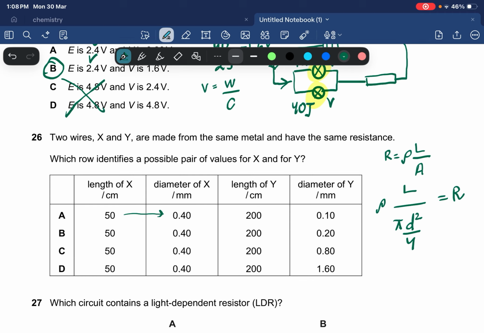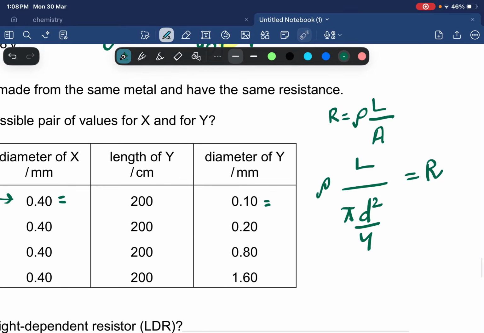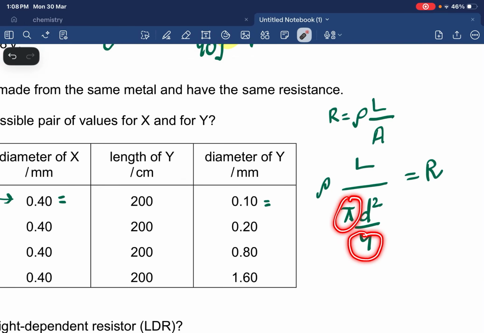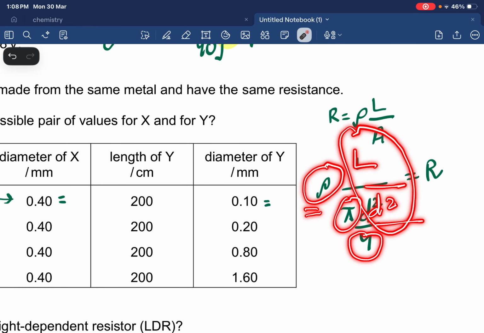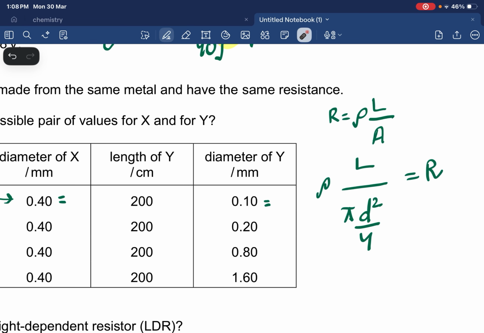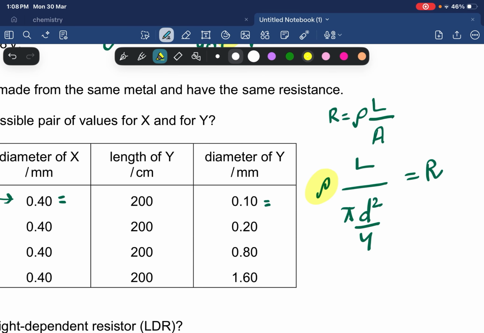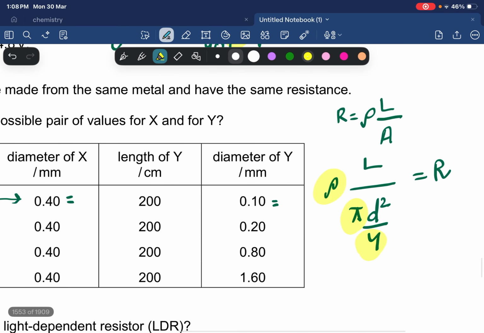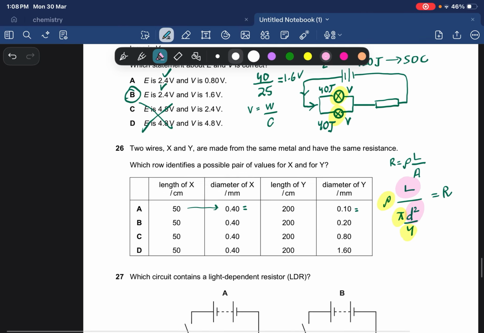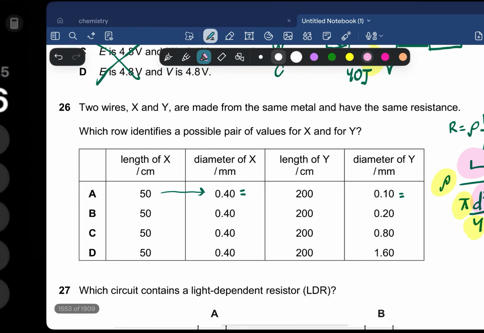So over here, 50 divided by 0.4 square should be equal to the same number. If I do the same with this, because you know that 4 and pi are constant, rho is constant, resistivity. So what's changing is length upon d square. So I need this to be constant for both wires, because rho is already constant, since they're the same material. Pi is constant, 4 is constant. That's not going to change. What's going to change is L and d square. So to make them the same for both wires, I have to do it 50 upon 0.4 square.